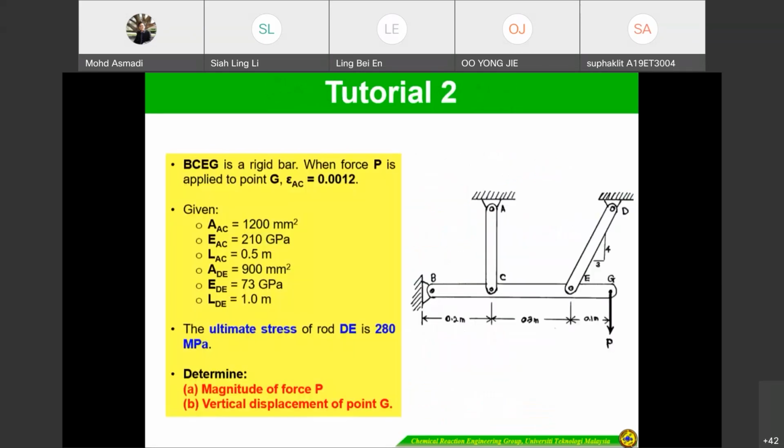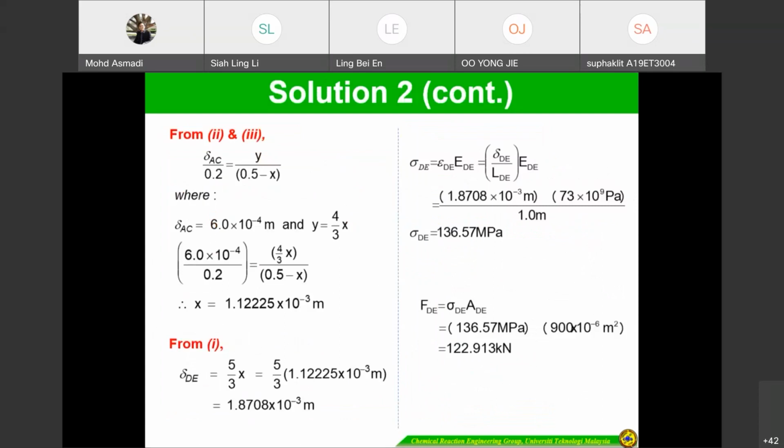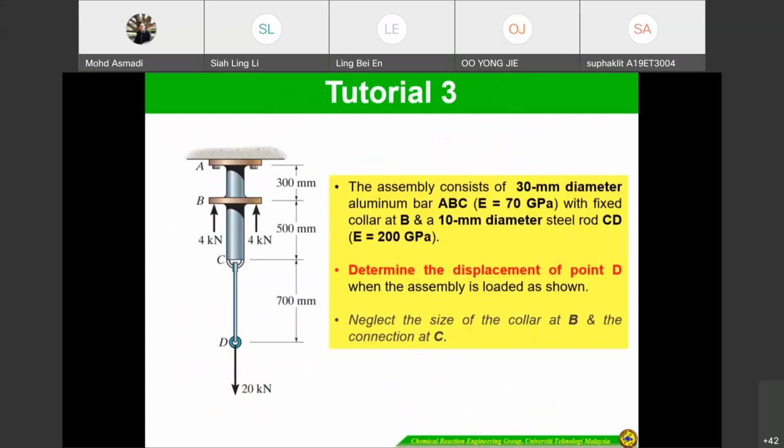Okay, it's clear, right? So let's move to tutorial 2. Similarly, let's move to the easiest one. This one later.